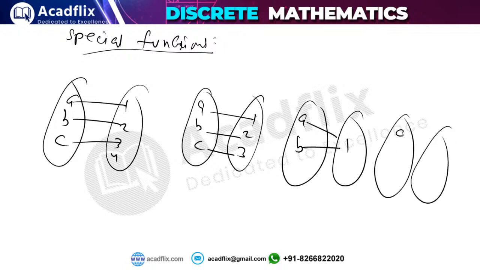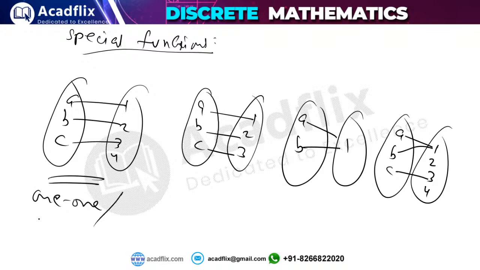For example, you see a, b, c to 1, 2, 3, 4, this function is also special. So we have this special function. Now, this type of function is called a one-one function, and there is another name, that is injective. One-one function or injective function, this is the name of this function.